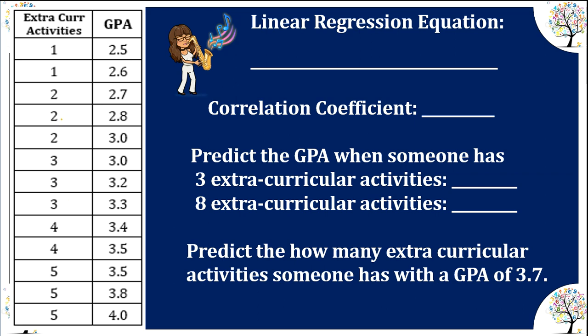Okay, let's take a look at another one. Here we have extracurricular activities, how many activities you take, and compare it to your GPA. Is there a relationship between the number of extracurricular activities you are in, and does it have an effect on your GPA? So we're going to use our multi-view calculator. We're going to get our linear equation. We're going to get the R value, and then we're going to use that to predict the GPA when we have 3 extracurriculars, 8, and then know how many, if we have a 3.7, how many extracurricular activities we probably took.